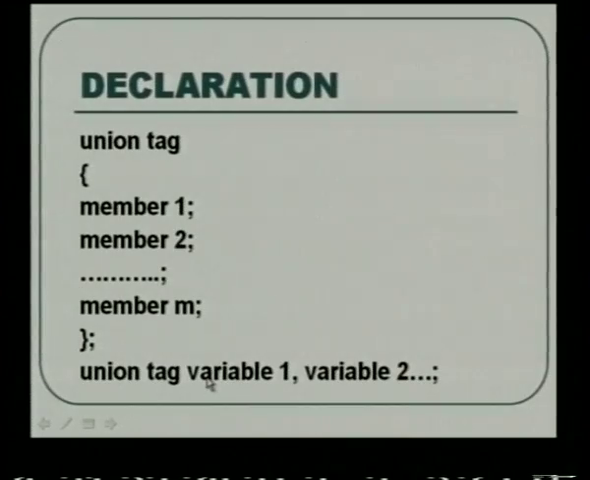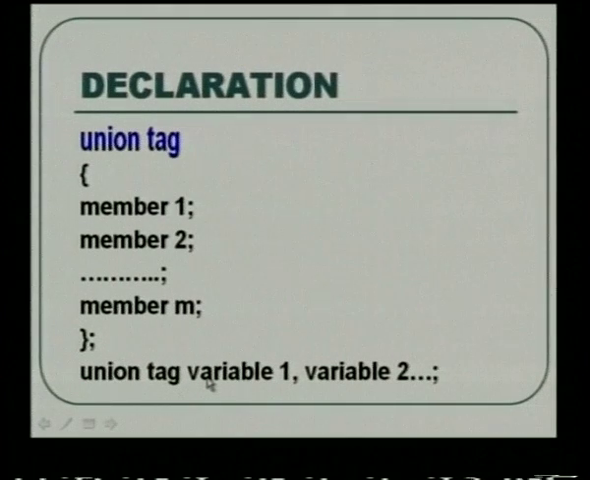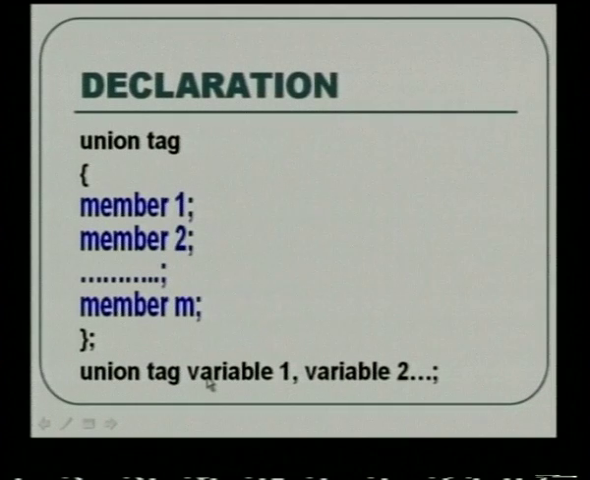So, the declaration of a union: the only difference between a structure and a union as far as the syntax is concerned is the use of the keyword. Wherever you use the keyword struct for a structure, instead of that you will be using the keyword union. So, the same declaration over here, union followed by a name which is called the tag. You have the opening and closing braces which indicate the members of the union.